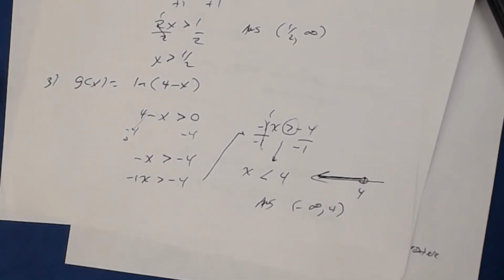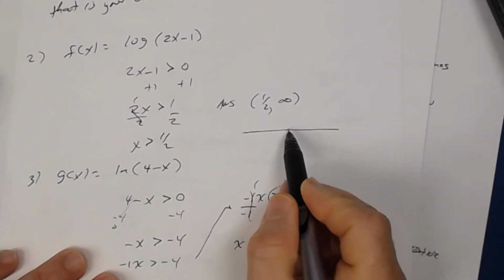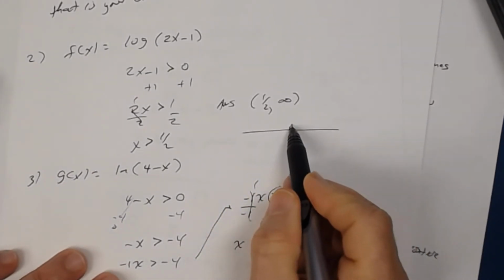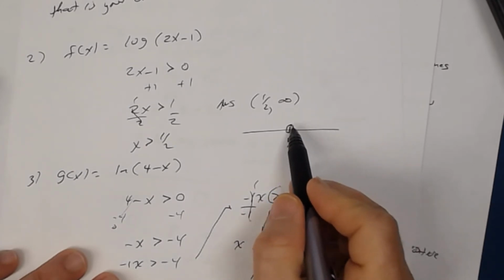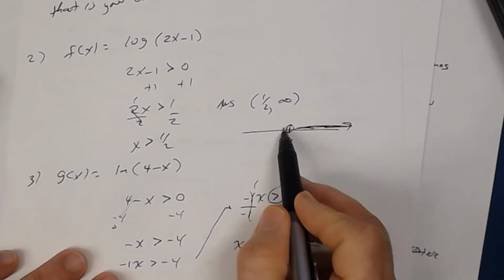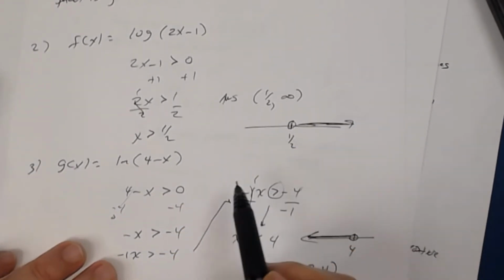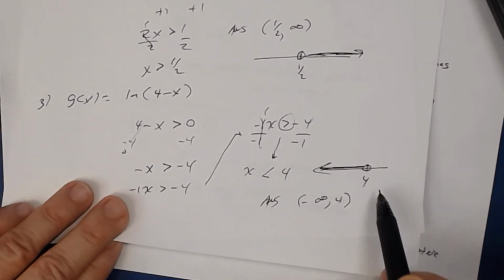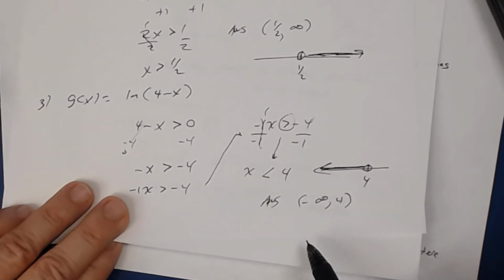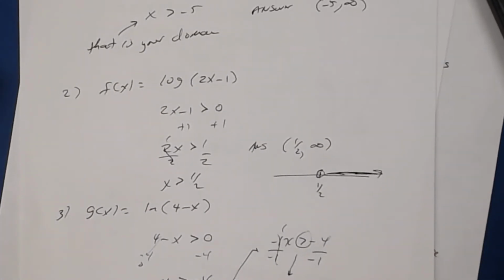So remember, in terms of the number line, here's 1/2. You cannot use 1/2, but you want all the numbers greater than that. So as an interval, you're saying 1/2 to infinity. Remember, when reading a number line, you go from left to right. So this is from negative infinity to 4. Make sure you rewrite that correctly. All right, let's look at number 4.